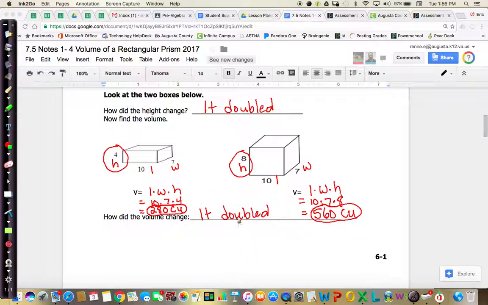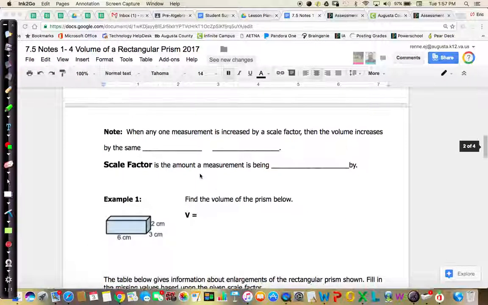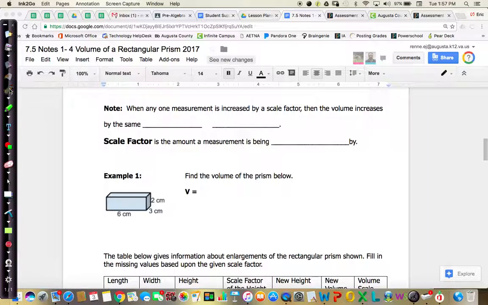Now remember, it's very important that we remember that this only happens if we only change one attribute. Okay? So if we change one attribute, whatever amount we change the attribute by, the exact same thing will happen to the volume. Okay, so turn to page 2. And this is slightly out of order. So what I'm going to do is I'm going to do this part first.